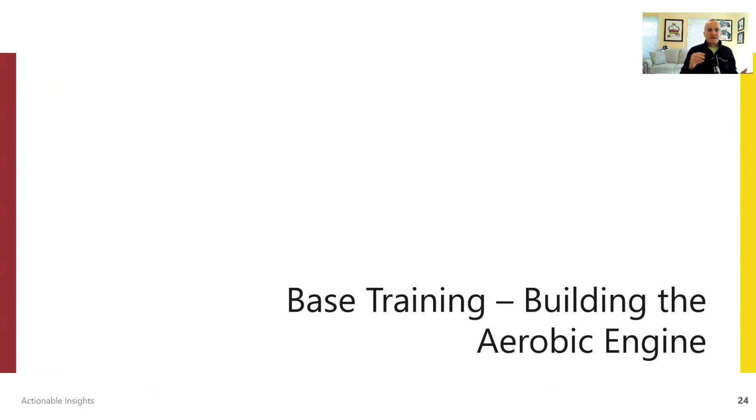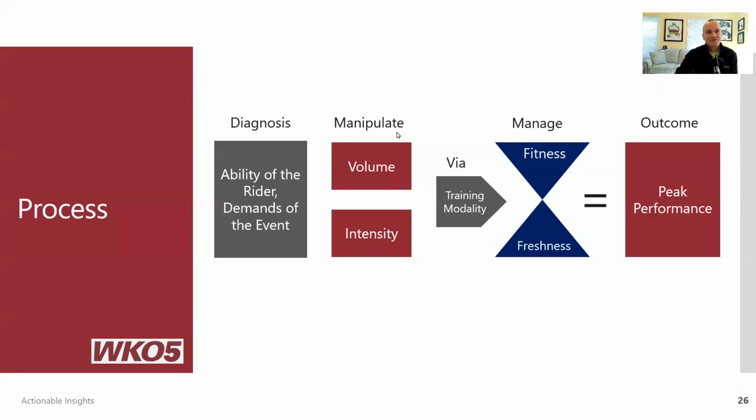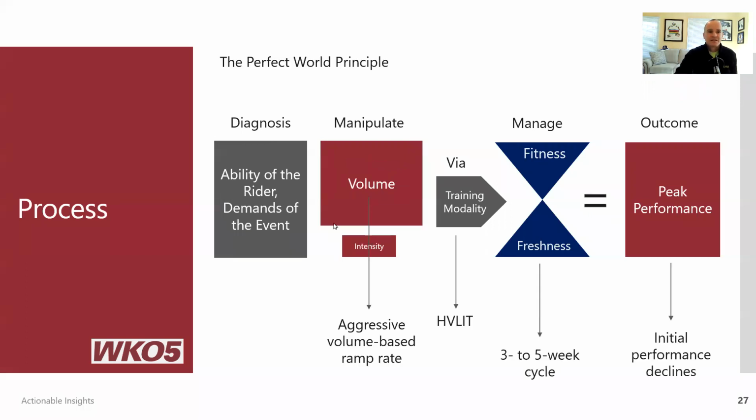So last time we did early base training. Now we're going to do mid to late base training. I'm sorry, one more little recap on early base training. I know what I wanted to do. Lost my spot there. So early base training happens in this phase. And the idea here is my 5 process steps. When you look at early base training, I did this again in series one, I'm producing larger amounts of volume, lower amounts of intensity, and I am tracking an aggressive volume-based ramp rate. My training modality is high volume, low intensity training.